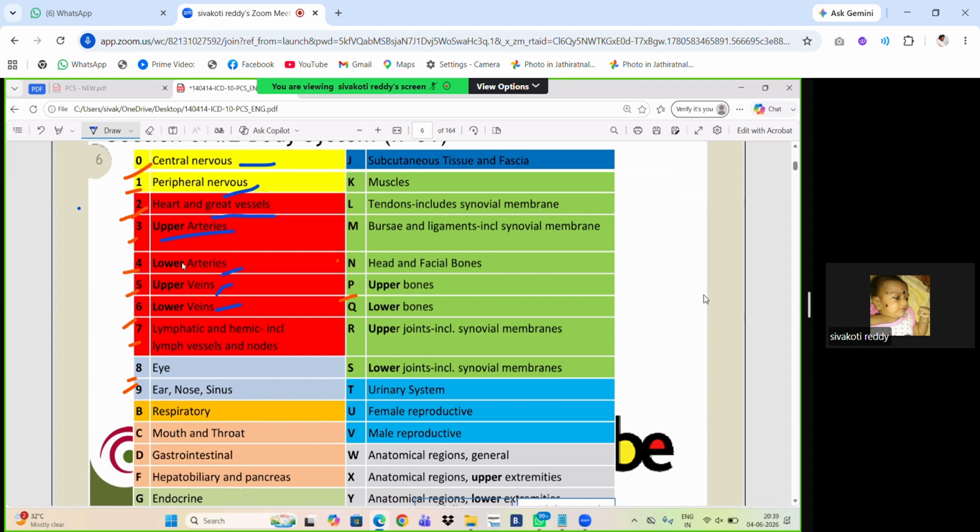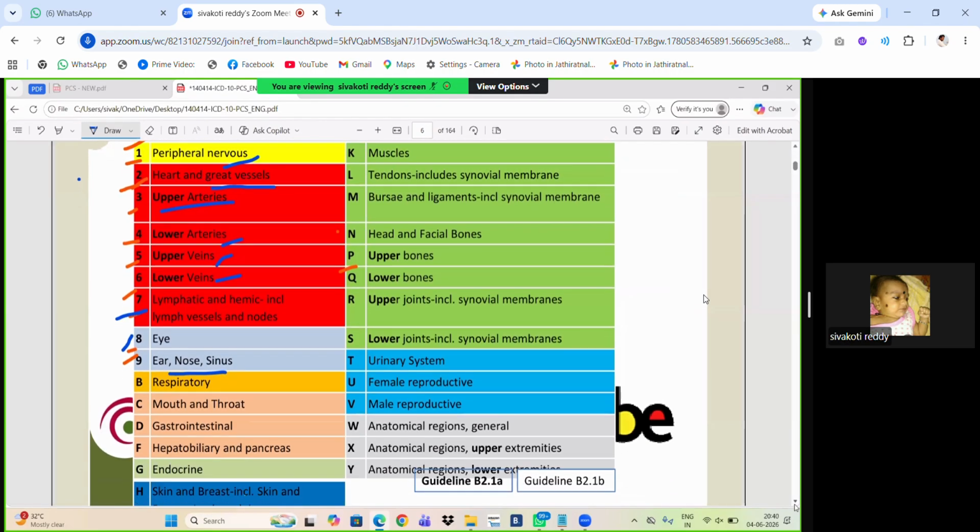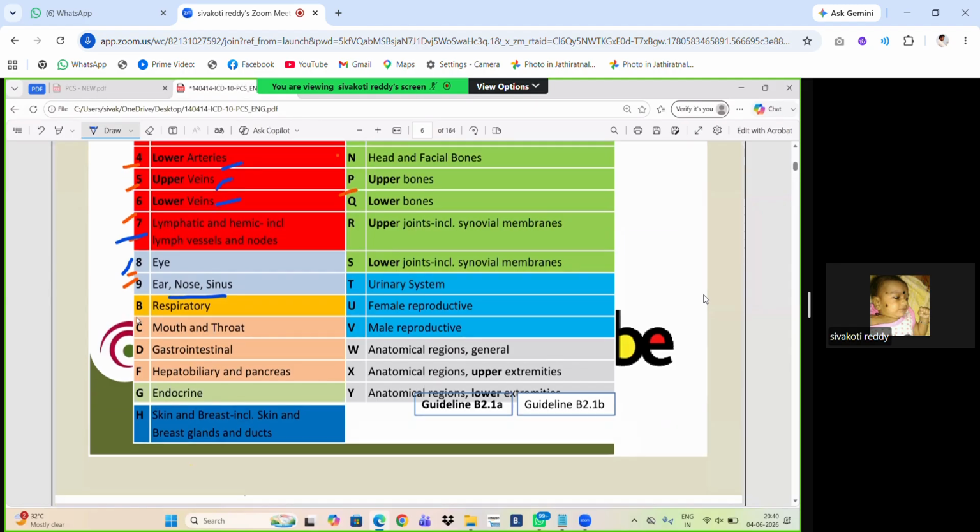Next, lymphatic and heme, lymph and heme related, 7. Eye related procedures, 8. Ear, nose, sinus, 9. From here, some body systems are divided into 3-4 body systems. Respiratory, B. Then mouth and throat, gastrointestinal. There is no digestive here. So gastrointestinal means stomach and intestine. Mouth and throat means if they performed it in the mouth and throat, it should be a separate body system here.